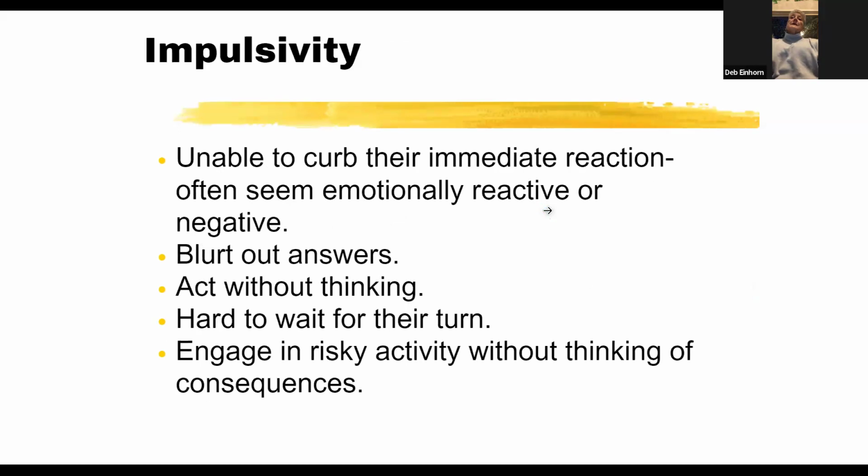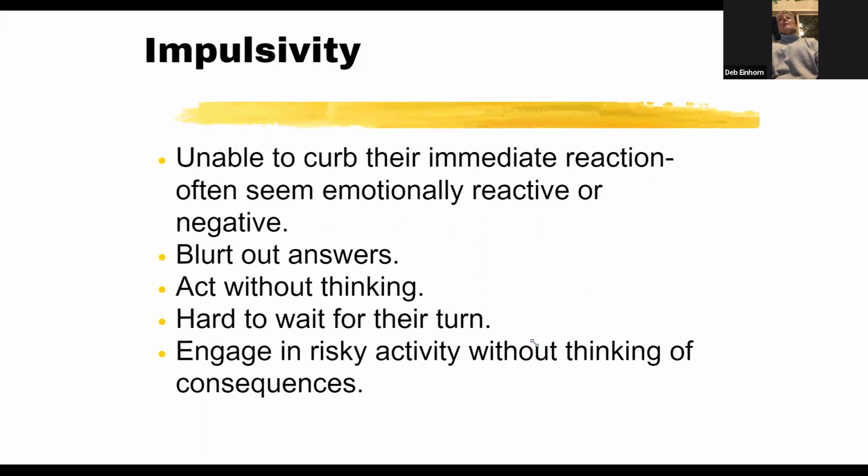Impulsivity involves being unable to curb their immediate reaction. They often seem emotionally reactive or negative, and students with ADD frequently are emotionally immature. So many times they have trouble making friends because they speak impulsively, they interrupt, they blurt out answers, they act without thinking, they have a hard time waiting for their turn.